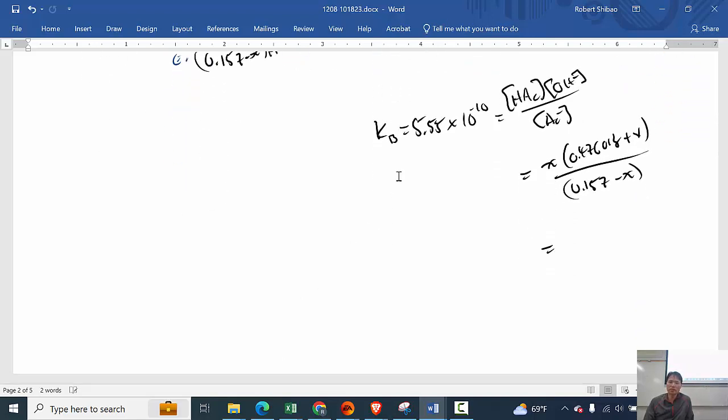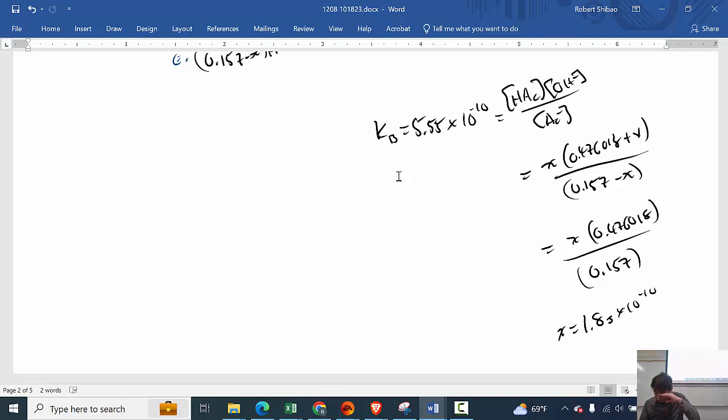Here, this K is so small that we expect the change to be very small. So this is just going to be x times 0.476018 divided by 0.157 as the x is dropped from those terms there. And so let's go ahead and calculate what x is. 5.55 times 10 to the minus 10 times 0.157 divided by 0.476018. And I get an x of 1.83 times 10 to the minus 10. So what's a bigger percent change or relative change, x versus 0.476 or x versus 0.157? What would be a bigger change?